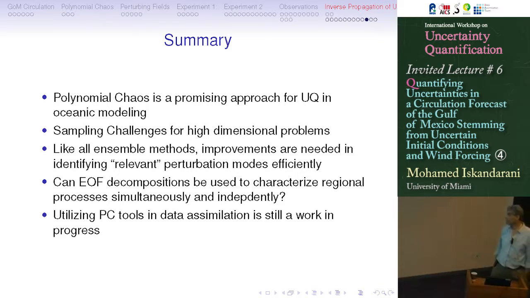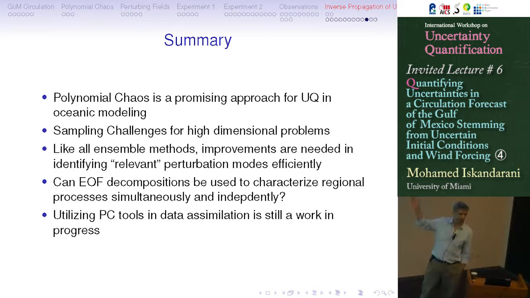So, in my view, polynomial chaos is a very promising thing for ocean modeling. There are still some challenges, especially with sampling for high-dimensional problems. And most importantly is essentially the head-scratching that you need to do to identify the uncertainty in your inputs: how to characterize the uncertainties with the minimum number of uncertain variables. And so we've been relying on EOFs for all these things.